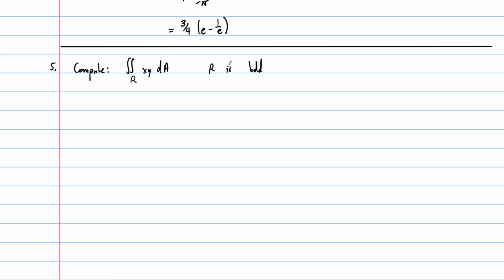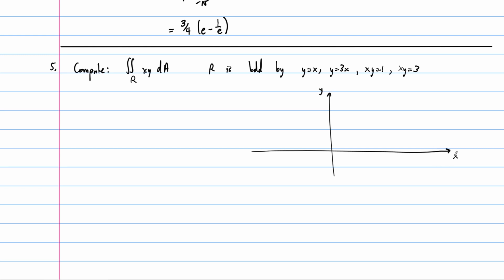Of course, these mean nothing without knowing what R is, right? But R is bounded by the following curves. So the lines y equals x, y equals 3x, xy equals 1, that's a hyperbola, and xy equals 3, another hyperbola. So 2 hyperbolas and 2 lines. And let's sketch this first, and then we can write down a transformation. So this is going to be a very crude sketch because we just want to make sure we have some idea here.